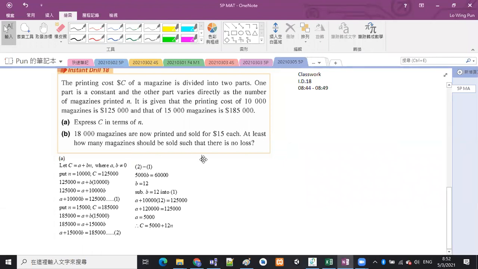Okay? And then part B. 18,000 magazines are now printed and sold for $15 each. At least how many magazines should be sold such that there is no loss?